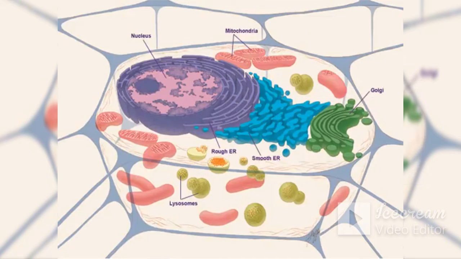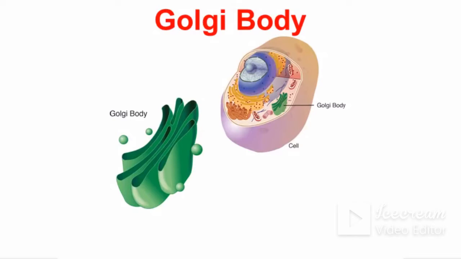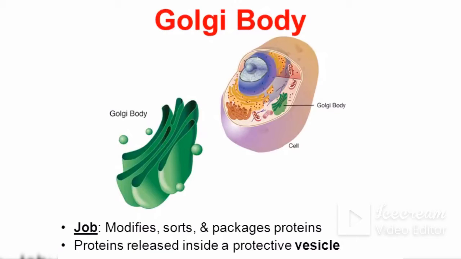So if we come back out here to our diagram, I've highlighted the flashing box of the Golgi body. Let's zoom on in to the Golgi body. You might often hear it called the Golgi apparatus or the Golgi complex. It's always going to be called Golgi because it's named after the scientist with the last name of Golgi who discovered it. And so the job of the Golgi body is to receive proteins that ribosomes made, modify them, sort them, and package them so they can be exported from the cell. And the Golgi body will put the proteins into a protective little envelope known as a vesicle.